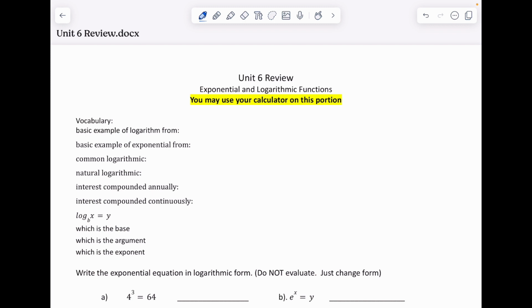Unit 6 to be exact, exponentials and logarithmic functions. This is going to be the review.